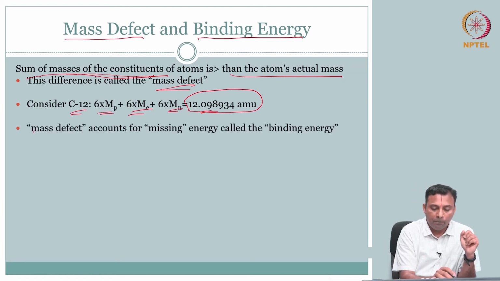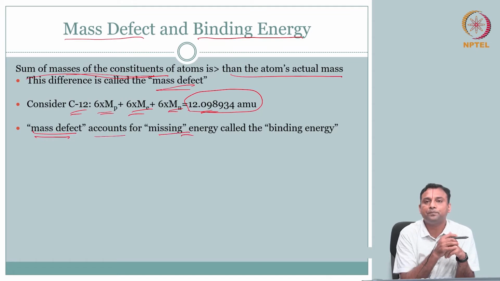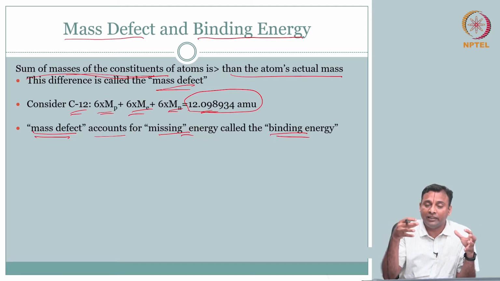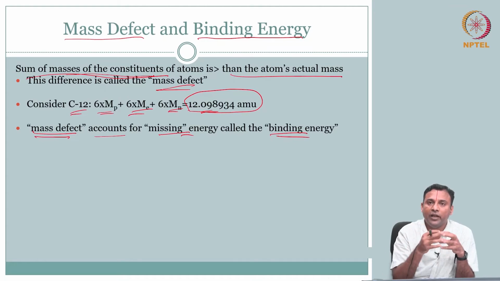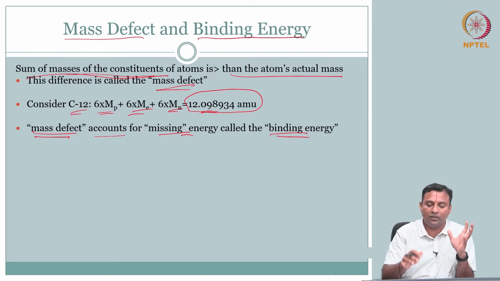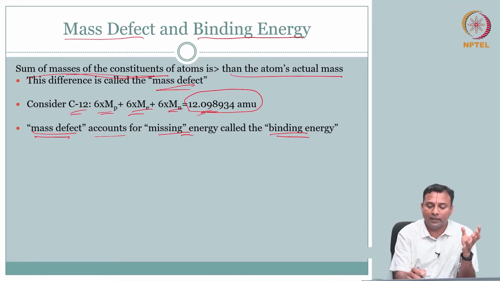Therefore, this mass defect, this extra mass, accounts for missing energy, which is called the binding energy. So when it is binding, it has shed this extra energy. You can look at it that way. When it is intact, together, that's how we talked about even electrons. When the electron was part of the atom, it was at low energy. You had to supply energy to free the electron. So when it came back in, it shed the excess energy. Similar concept. So here there is a mass defect.